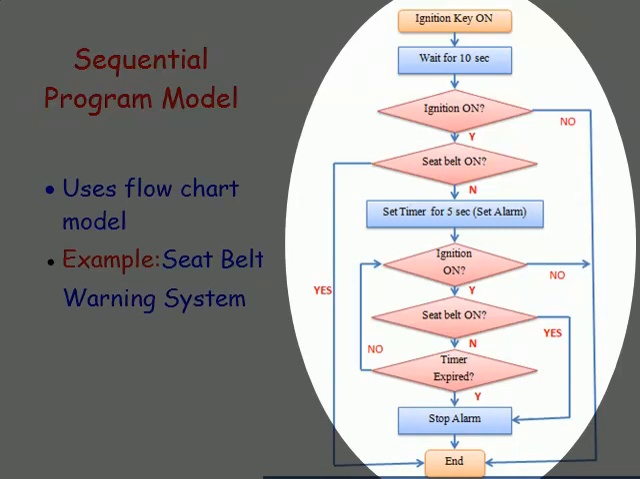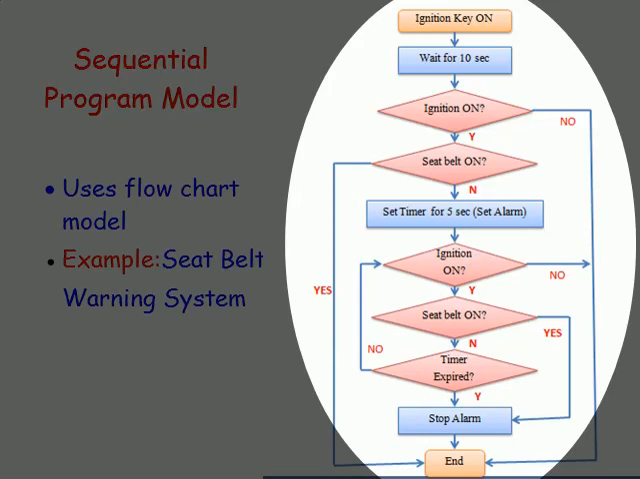So initially what happens with the flowchart here is it waits for 10 seconds to ignition key on. Okay, after waiting for 10 seconds, it will check whether the ignition is on or no. If ignition is on, that means if yes, then it checks whether the seat belt is on or no. If the ignition is on as well as seat belt is on, then it ends the program execution. If the ignition is on and the seat belt is not on, then it will set the timer for 5 seconds and start the alarm.